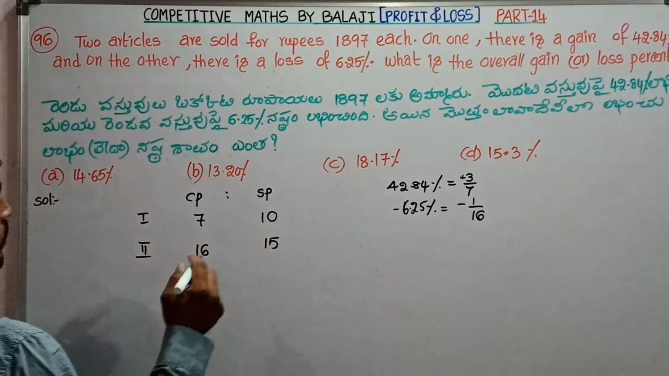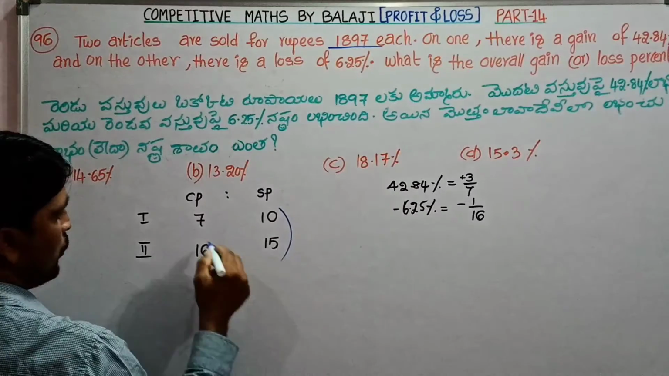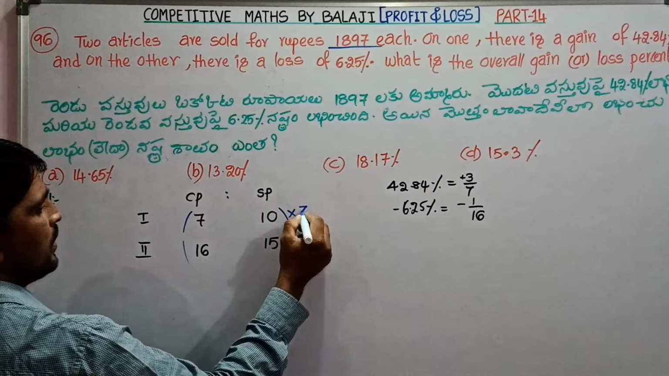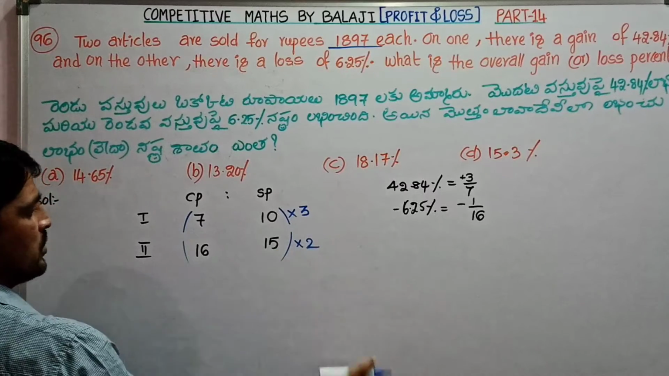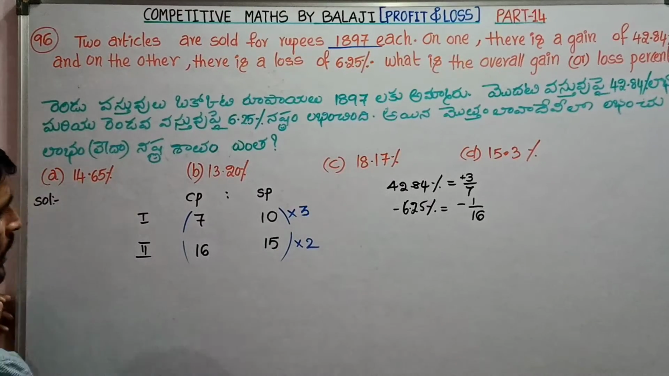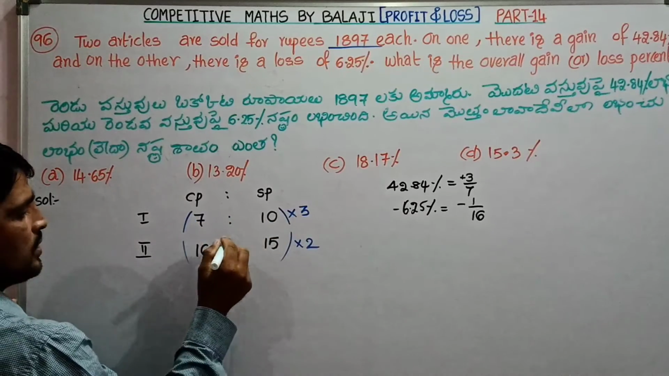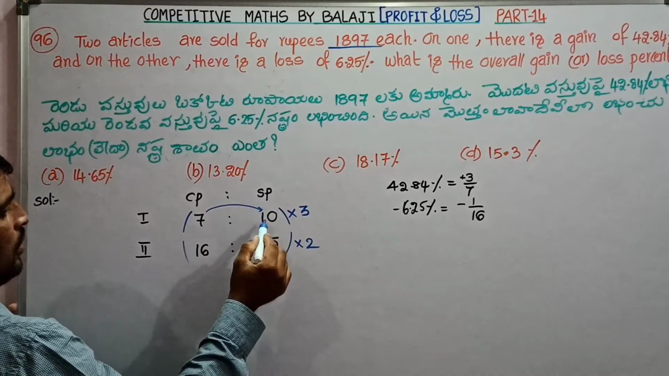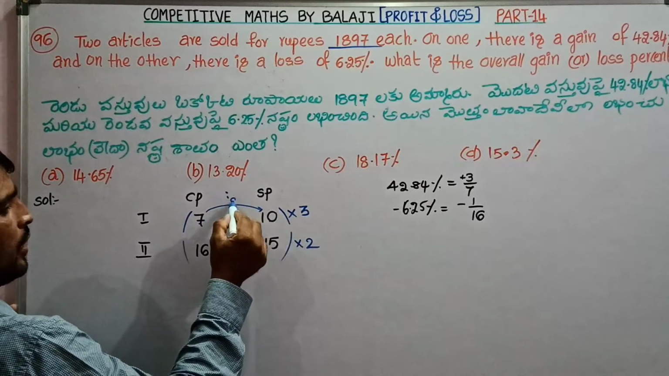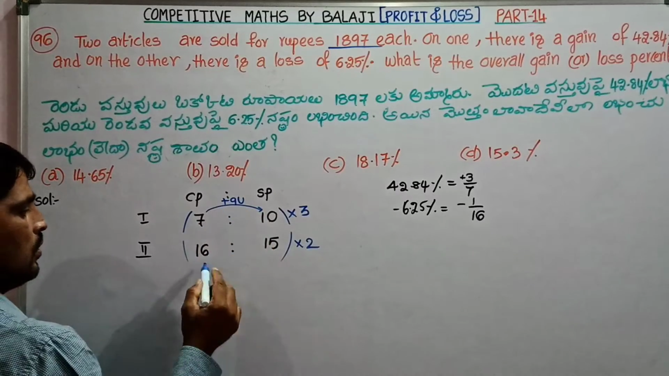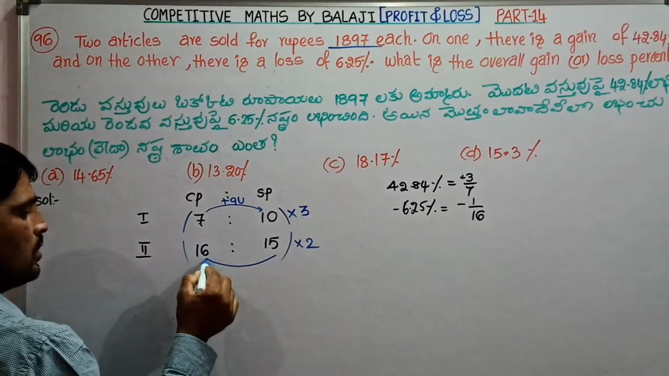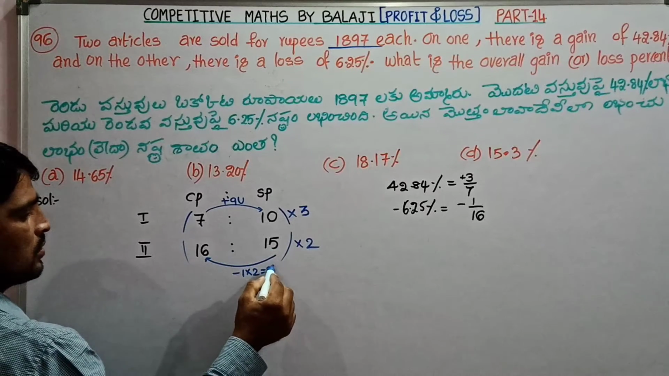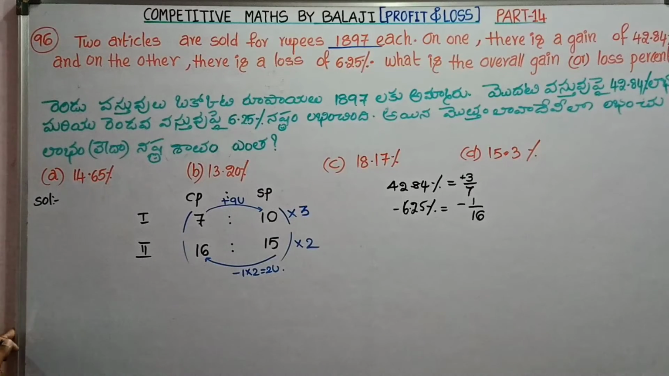But SPs are equal, so equate SPs. Since LCM of 10 and 15 is 30, to make it 30, multiply first ratio by 3, second ratio by 2. Yes, consider the profit here. 10 minus 7, 3 units, 3 3s are 9 units profit. And consider the loss here, that is 1 unit loss, 1 into 2, 2 units loss.